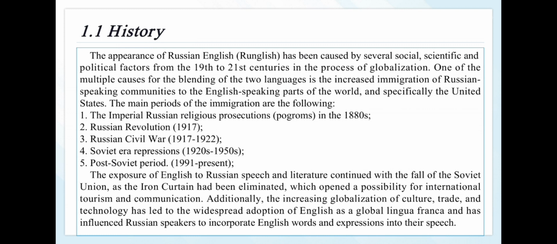Additionally, the increasing globalization of cultural trade and technology has led to the widespread adoption of English as a global lingua franca, and has influenced Russian speakers to incorporate English words and expressions into their speech.